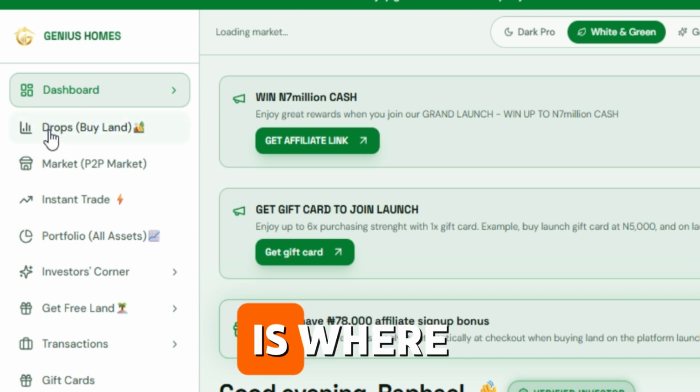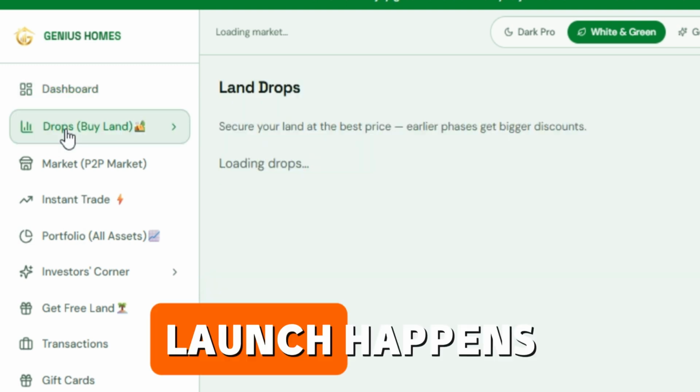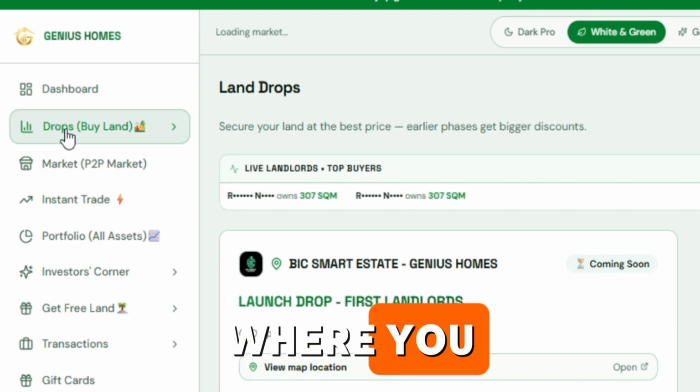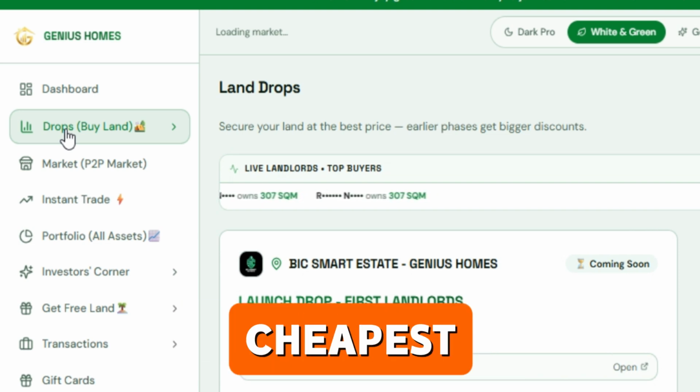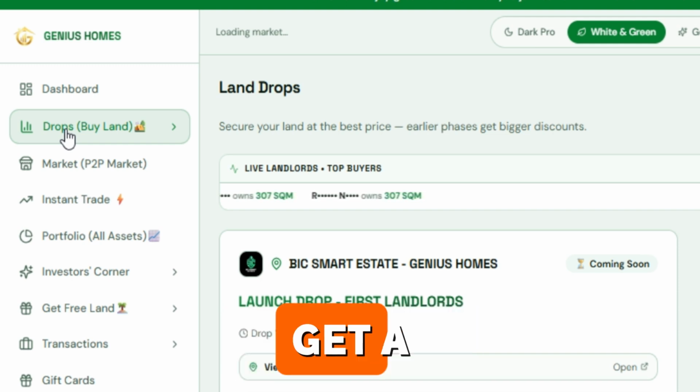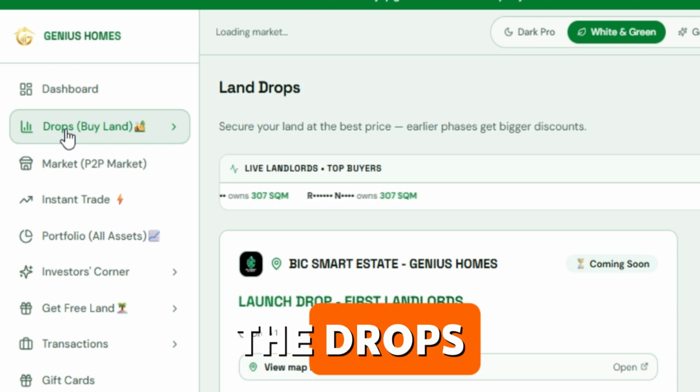Now on the menu there is drops. Click on drops. This is where every estate launch happens. This is where you actually grab square meters of land. Drops is the cheapest; the lowest price you will ever get a land is from the drops.